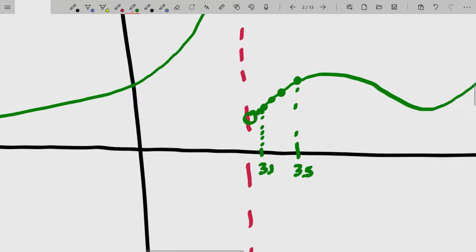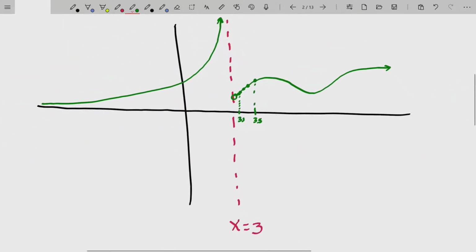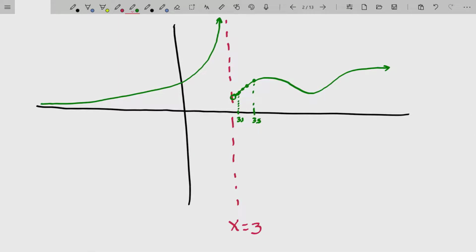But x equals 3 is still considered a vertical asymptote because on one side of x equals 3, the function is rising to infinity. Therefore, it is still considered a vertical asymptote. The function I've drawn here is a rarity, but it does occur. This is not actually the graph of it, but an example of a function that looks like this is y equals 2 raised to the 1 over x power. It looks sort of like this, not exactly.